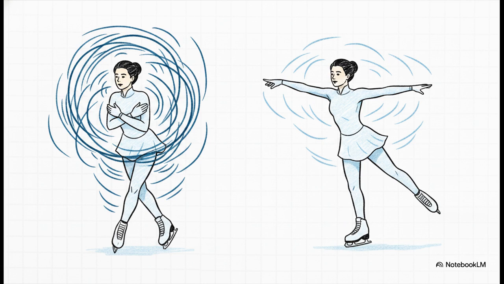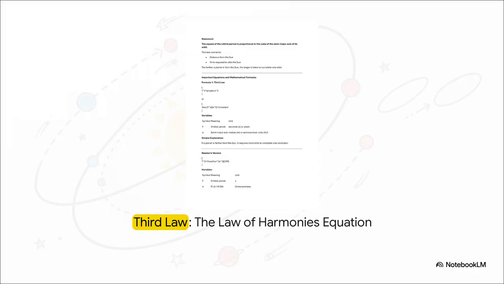They spin much, much faster, right? It's the exact same physics principle. As a planet gets pulled in closer to the sun, it whips around faster, and as it swings out wider, it naturally slows down. Okay, now for the third law, the law of harmonies.